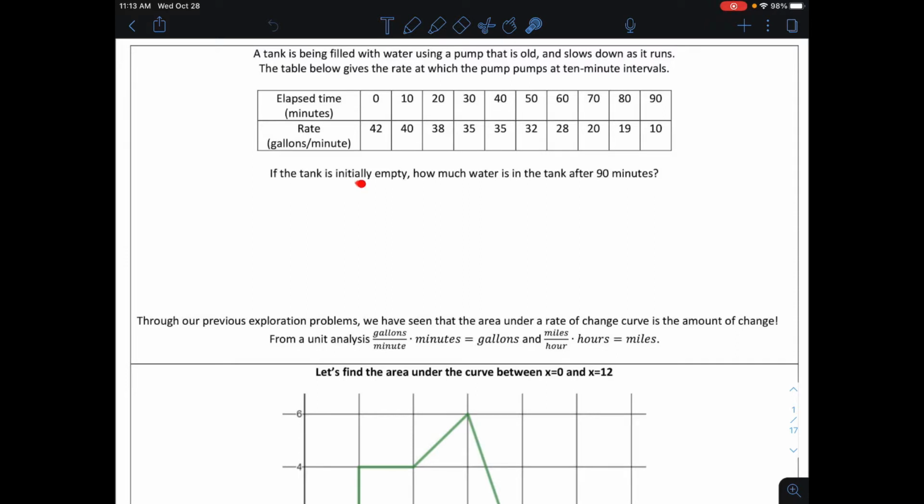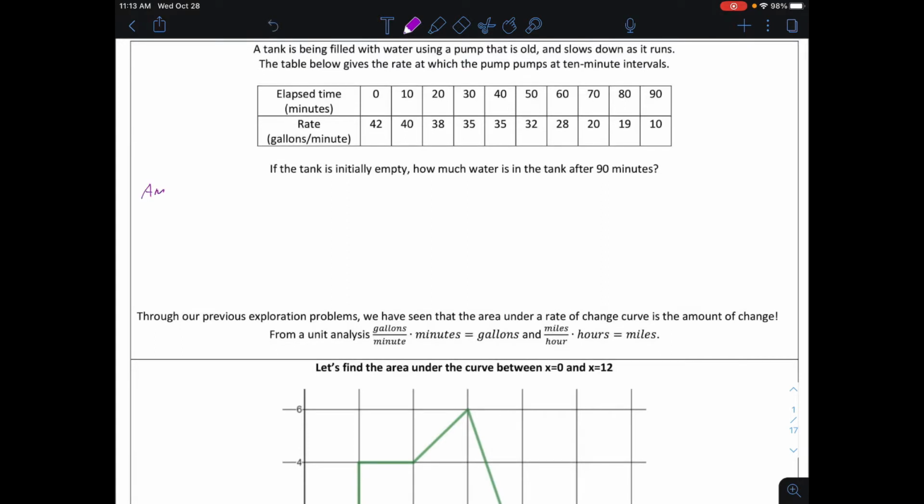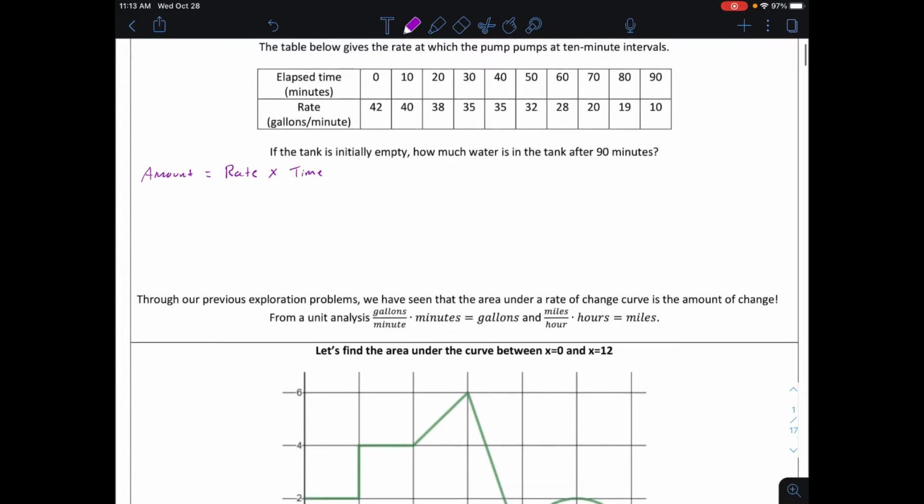And we're told that the tank is initially empty. So how much water is going to be in the tank after 90 minutes? Well, to estimate this, the amount of water in the tank after 90 minutes is going to equal how much we pumped in, which would be the rate times however much the time interval elapses. Now the issue is we don't have a constant rate. It's changing, as the pump's slowing down as we go forward. So we're going to use an estimation process.